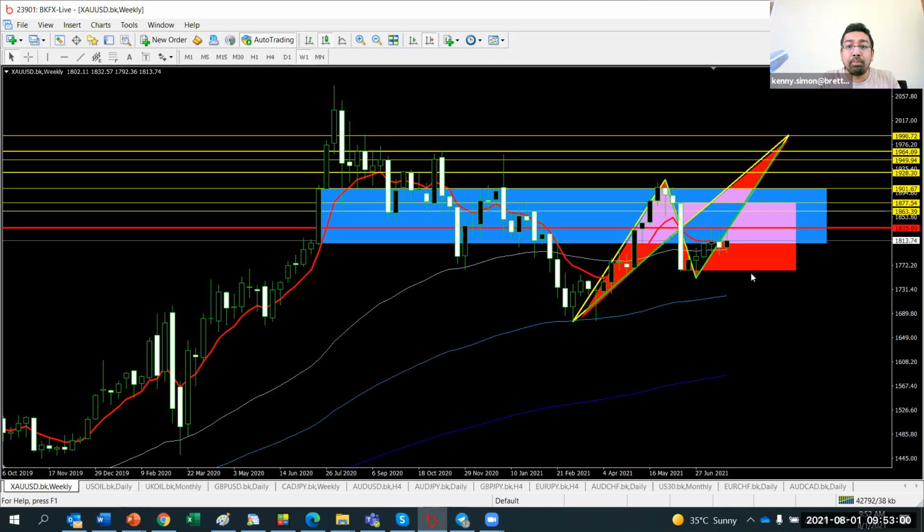It's not really moving sideways, but it is ready to bounce or ready to fall. So it depends on the bigger boys at this stage in the economic side of it, especially for the US. Okay, so this is what the scenario is for gold.